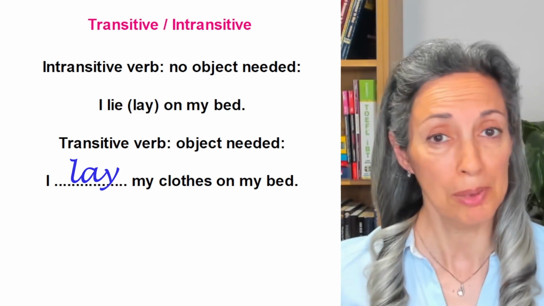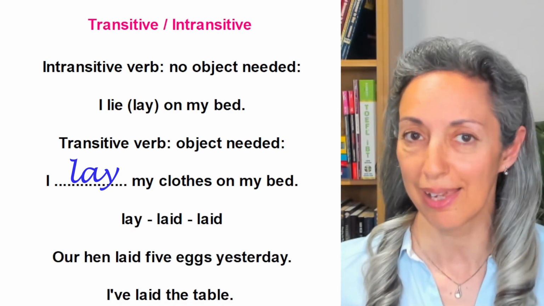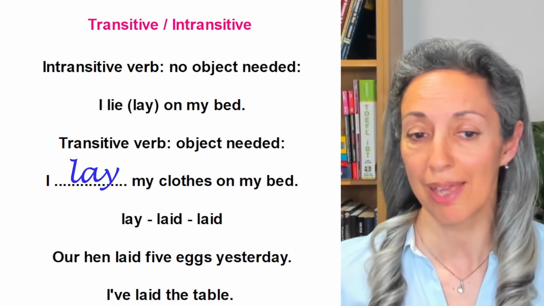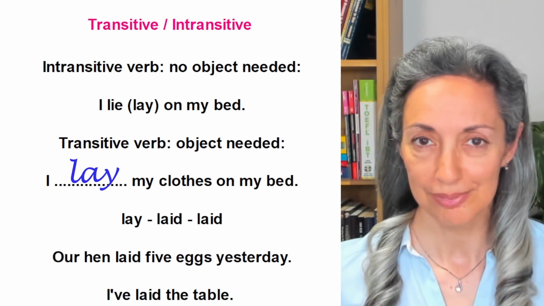And the past and past participle forms are the same. Lay, laid, laid. Other examples: our hen laid 5 eggs yesterday. Or I've laid the table.